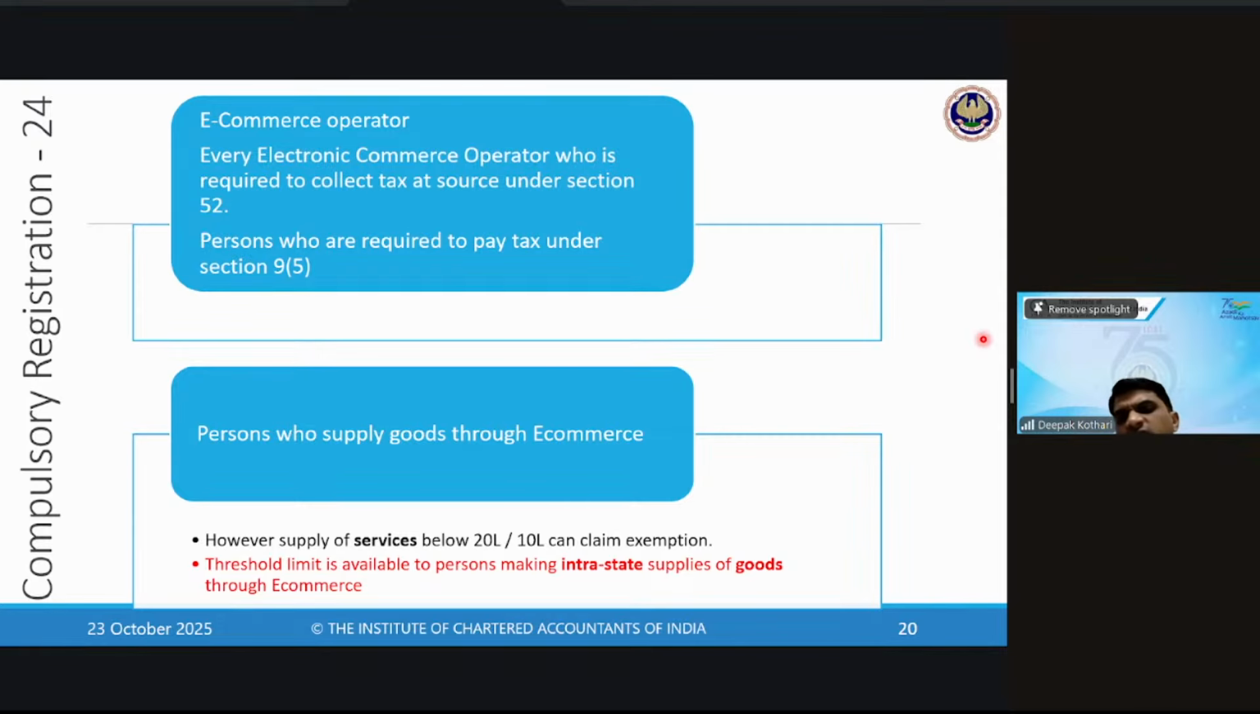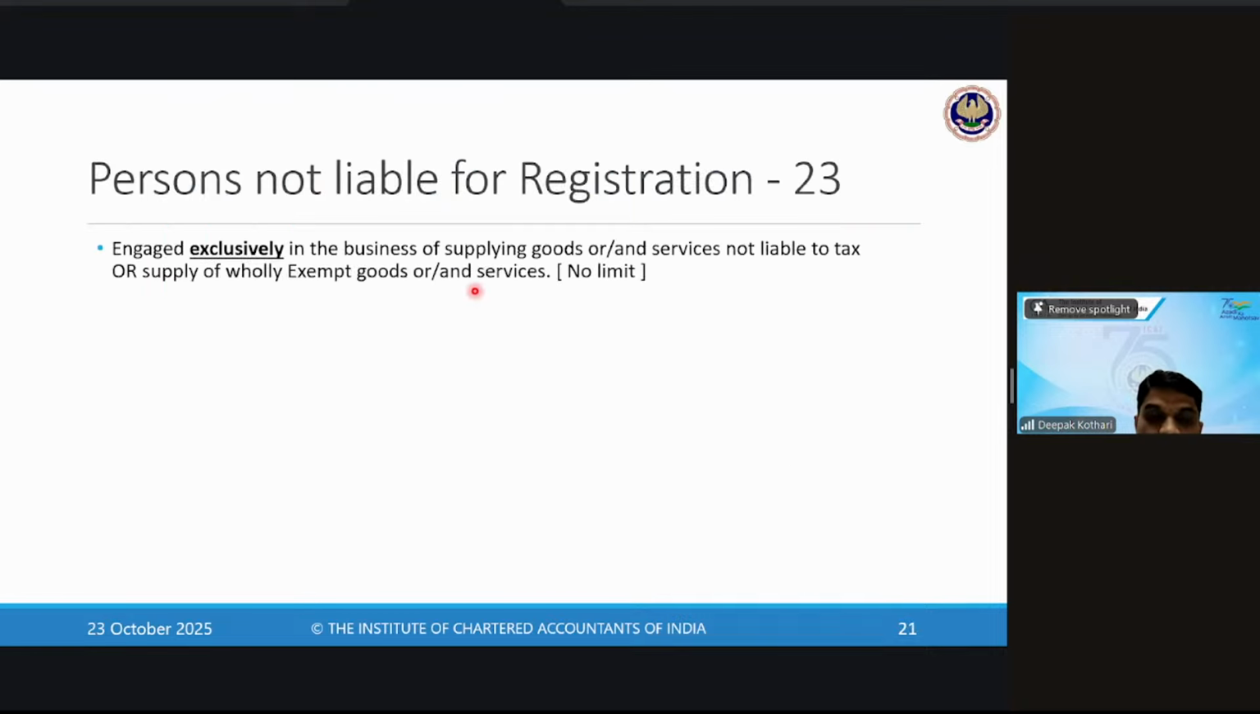Okay, so we have understood section 24, that is compulsory registration, who has to take registration compulsorily. Now we'll go to section 23, because first we have to understand who has to take registration, then it will be easy for us to go through section 23. Section 22 gives the threshold limit, 24 says compulsory registration, and 23 says which persons are not liable for registration.